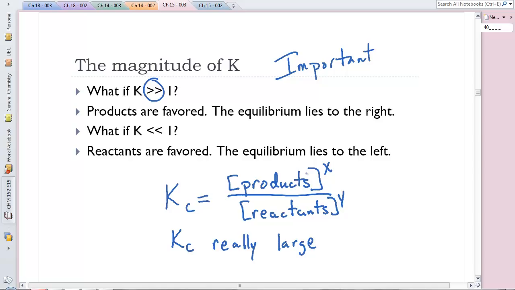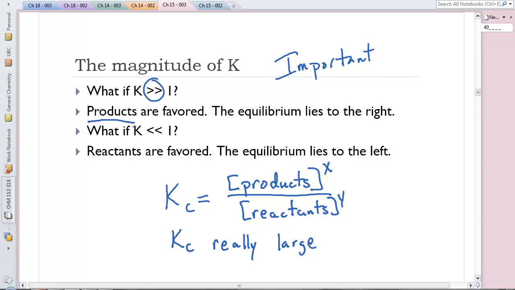Numerator is going to be much larger than the denominator. Okay, much larger numerator than denominator to end up with a large magnitude number. All right. So what that means is that when that system reaches equilibrium, we're going to have a lot more product. That's what a large K tells you.